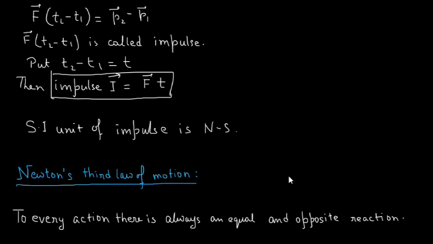Now let us see Newton's third law of motion. To every action there is always an equal and opposite reaction. Applications of Newton's third law of motion. Recoiling of a gun: when a bullet is fired from a gun, the gun exerts a forward force on the bullet and the bullet exerts an equal and opposite backward force on the gun, due to which the gun, because of its high mass, moves a little backward and gives a backward jerk to the shoulder of the gunman.